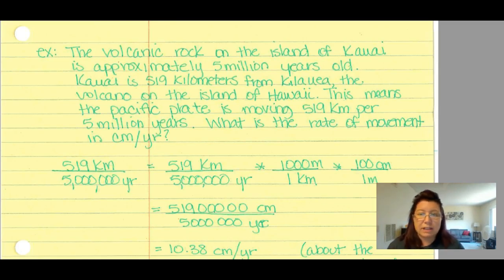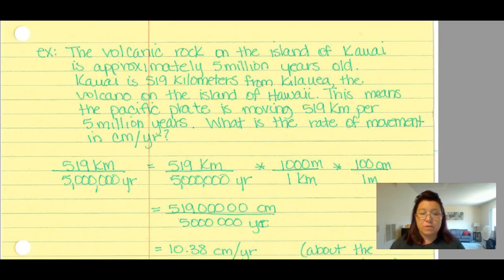Volcanic rock on the island of Kauai is approximately 5 million years old. Kauai is 519 kilometers away from Kilauea. I think I said that right. Probably not, though. The volcano on the island of Hawaii. This means the Pacific plate is moving at 519 kilometers per 5 million years. What is the rate of movement in centimeters each year?